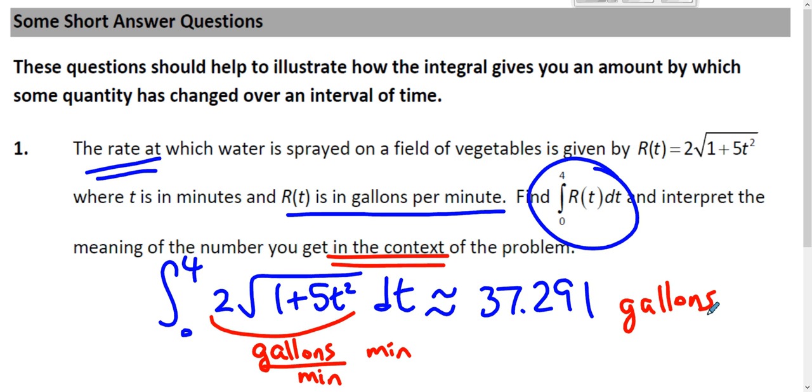And that's how we would write it. I don't have space to write it here. You have space to write it on your sheet. In context, so we talk about what this means in the first 4 minutes of spraying. We talk about what this number means with a unit. There were 37.291 gallons of water sprayed on the field of vegetables. So we talk about what this means in context, and we use units.